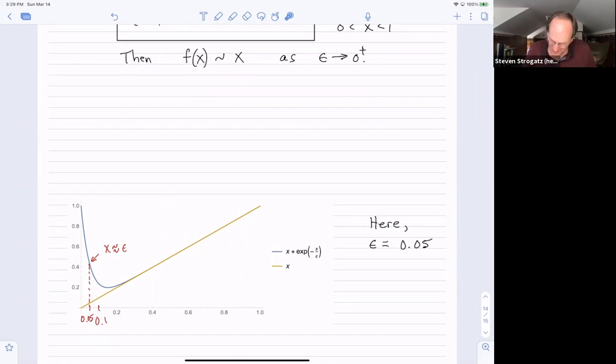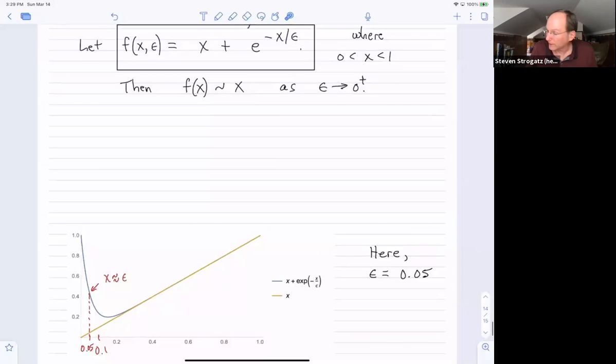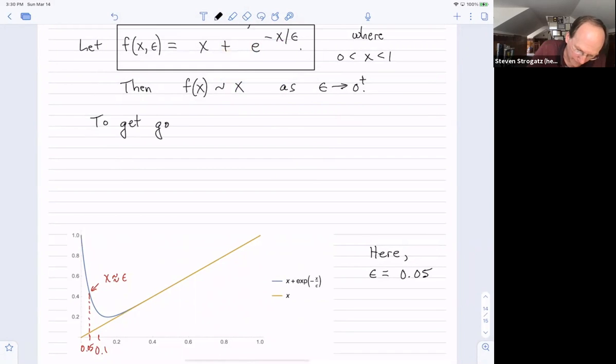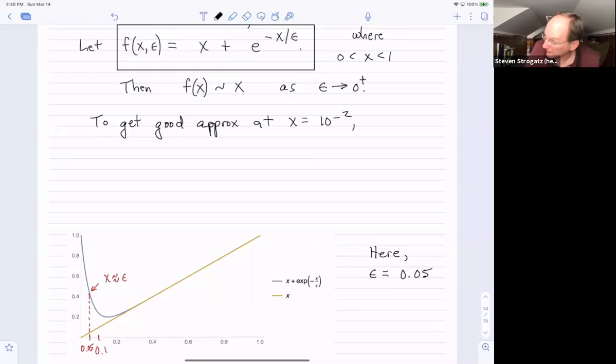You can see what the issue is. If I wanted to get a good approximation, it depends on what x I'm interested in approximating. There's no single epsilon that works well for all x's. To be very concrete about it, to get a good approximation at, say, x equals 10 to the minus 2, you're going to need to take an epsilon that's much less than 10 to the minus 2.